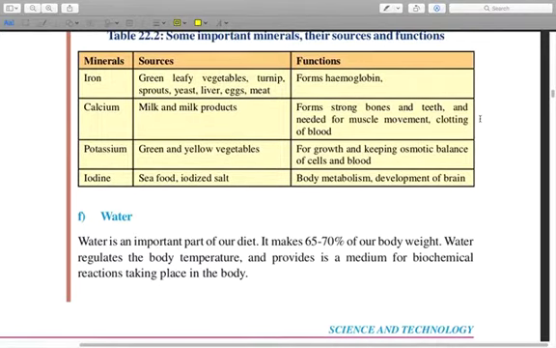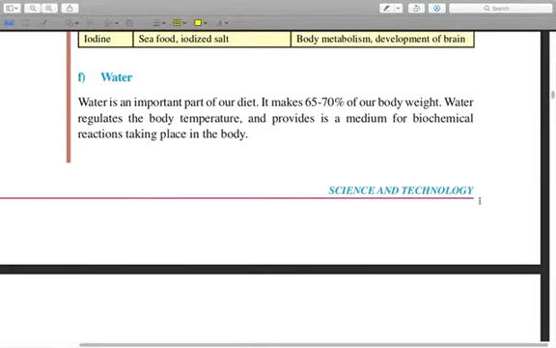Okay, that's it. And you have minerals, like iodine. Sources are seafood and iodized salt. Functions are body metabolism, like we have many processes in our body, right? And development of the brain. The next one is water.